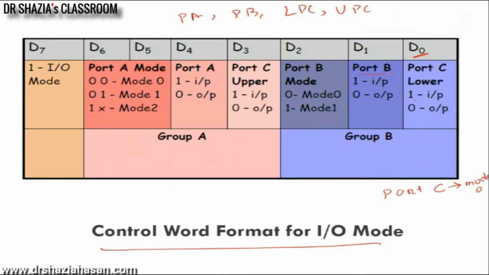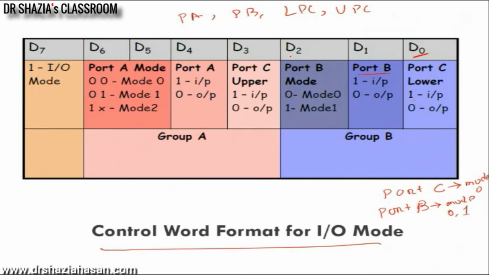The D1 bit represents port B. If this D1 bit is high, that means your port B is an input port. This is the same throughout: if it is high, it is an input port; if it is low, it is an output port. But port B can be operated in mode 0 or mode 1. It can operate in two different modes of operation: mode 0 and mode 1.